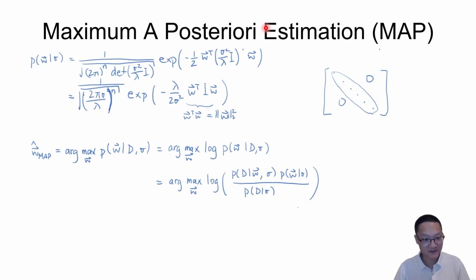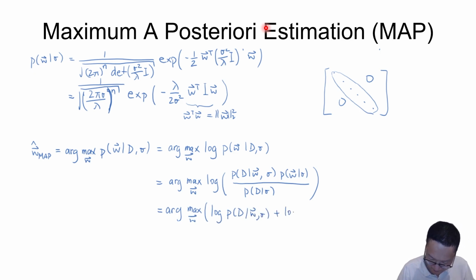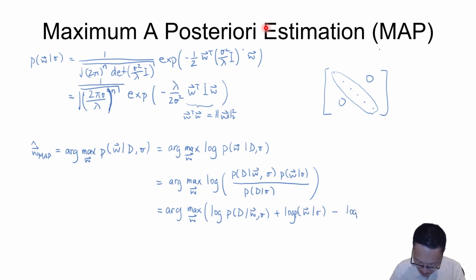So the log is now starting to be useful even before we write down the likelihood, because we have a product of a few things. So now this becomes the log of each of them individually. Okay, so log probability of W given sigma, minus log probability of D given sigma. It turns out that we don't really need the last term, because the last term does not depend on W at all.